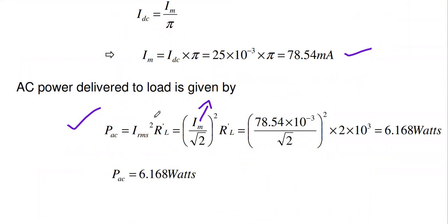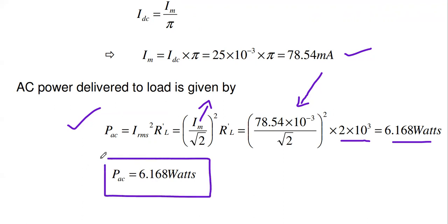So that's why it is IRMS squared into RL. Here IRMS is nothing but IM by root 2. The IM value we just calculated is 78.54 milli. So you substitute the IM value here: IM divided by root 2, the whole squared, into the load resistor, which in our problem is given as 2 kilo ohm. You solve this and you get the answer 6.168 watts. So this is the AC power delivered to the load.